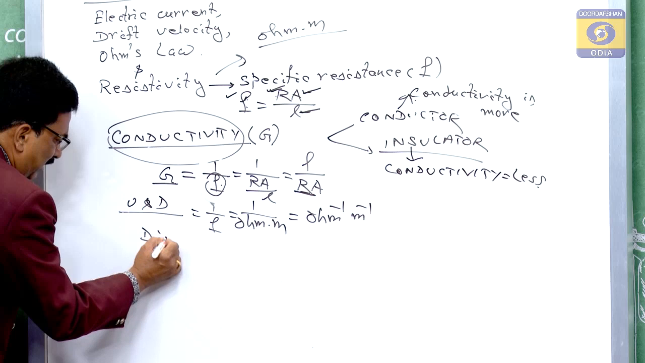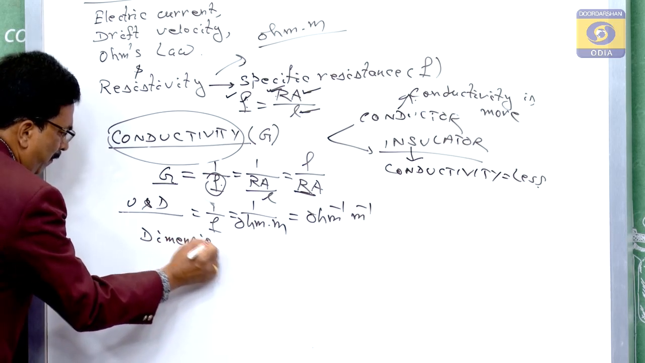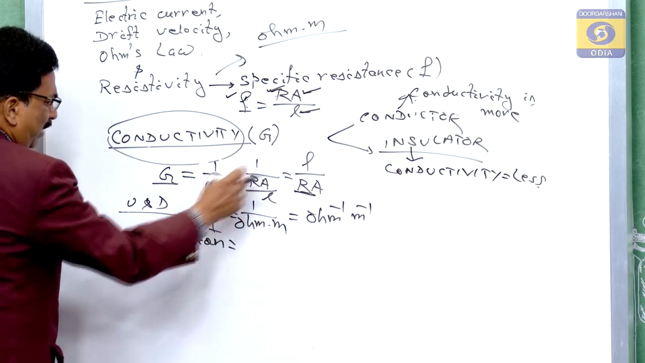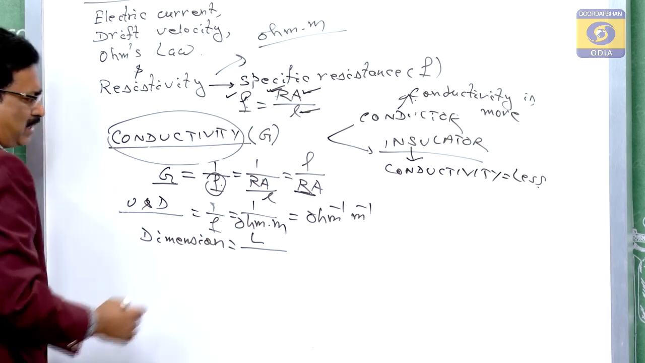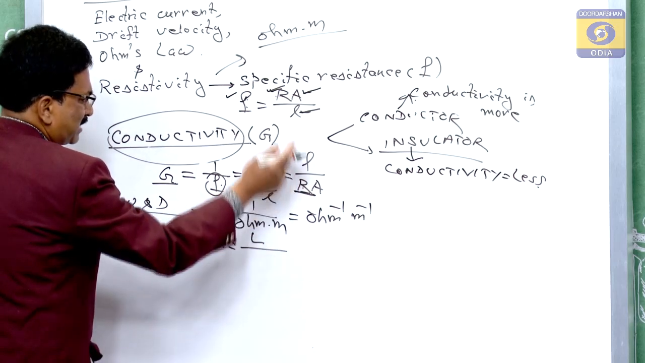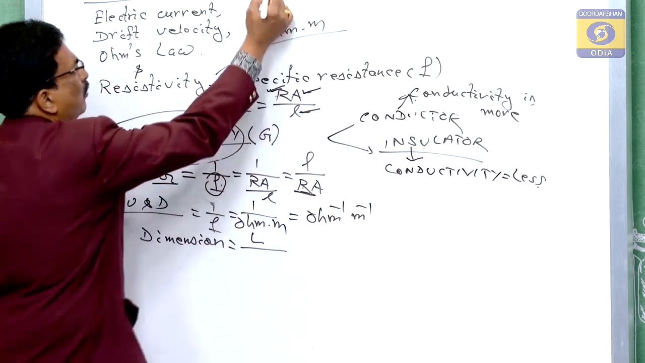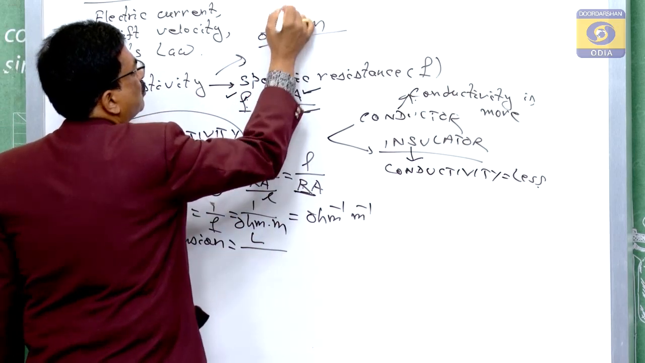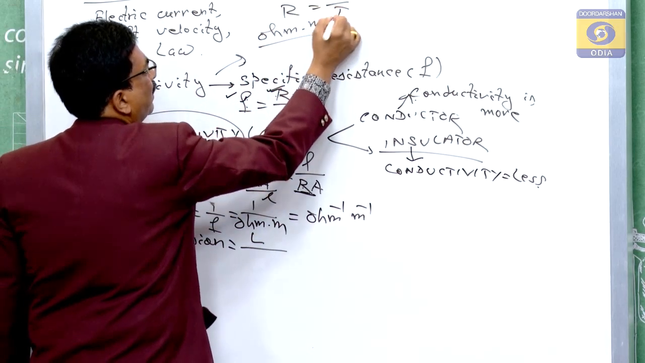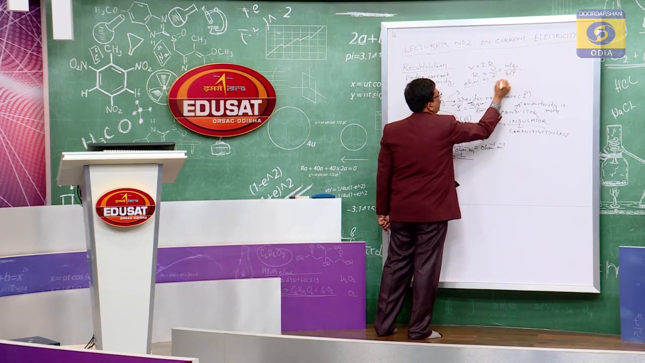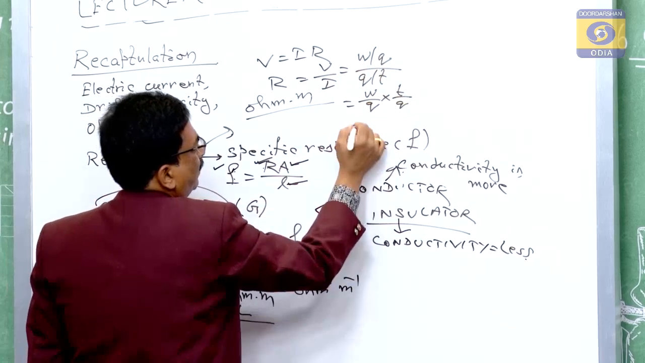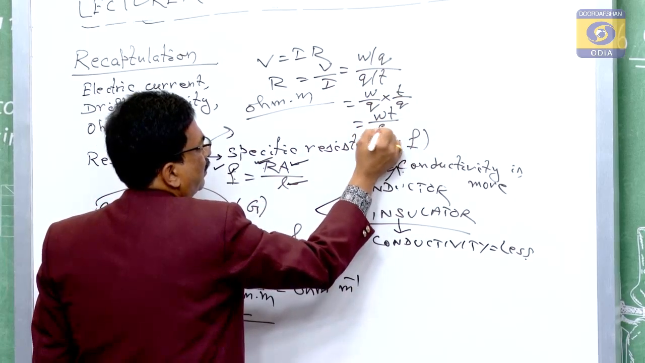If we go for its dimension, that is equals to 1 by rho, means L by R a. On expansion, L dimension is L, R dimension means the resistance. As we have discussed, resistance, you know V is equals to IR. So, R is equals to V by I, V is equals to W by Q, and I is equals to Q by T. So, this is equals to W by Q into T by Q, that is equals to WT by Q square.